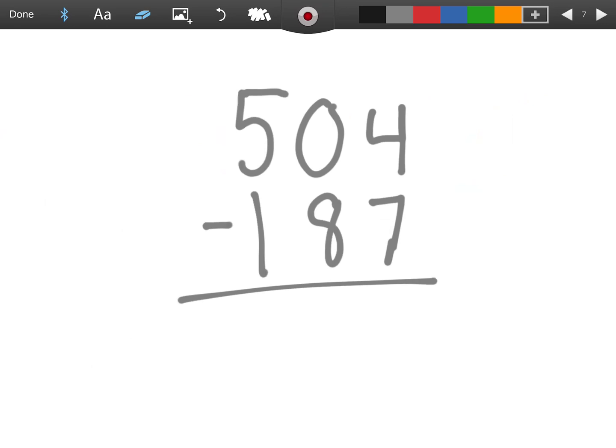Let's try another example together. This time we're not going to use the chart. We're just going to talk it out. So first things first, let's look in the ones place. We have 4 ones, and we want to take away 7. But we can't do that. So we're going to call up the tens and ask to borrow some.